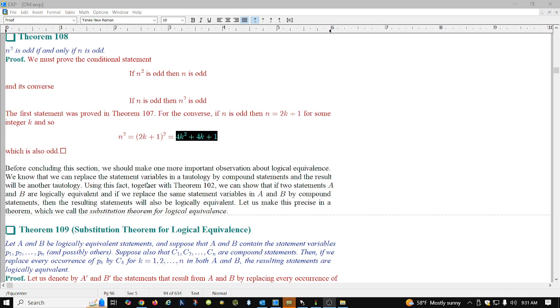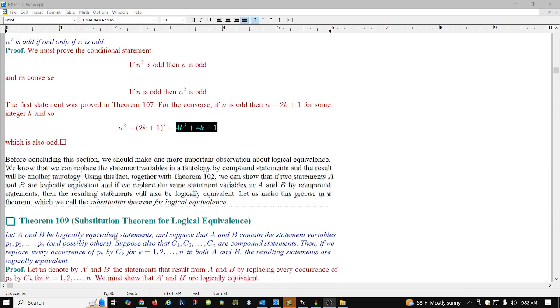The final point I want to make in this section is that we can do another replacement theorem, as we did before. We did one for tautologies. If you have a tautology, you can replace statement variables by compound statements, as long as you do it consistently, and you get a new tautology. You do the same thing for logical equivalence. After all, A logically equivalent to B is the same as A if and only if B is a tautology.